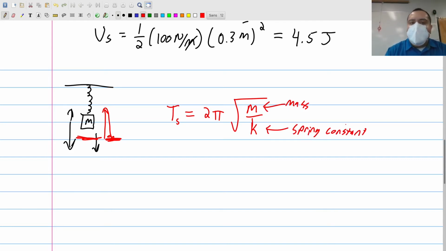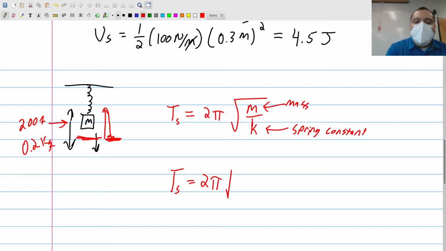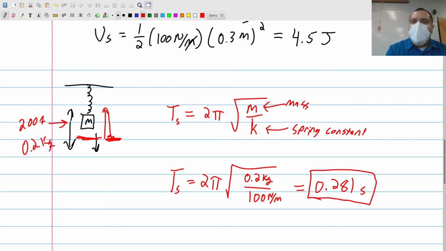So using the same example with our spring constant of 100, let's say we put a mass on this of, I don't know, how about 200 grams, which happens to be 0.2 kilograms. How long is it going to take this spring to bounce back and forth? Well, T for the spring is equal to 2 pi times the square root of our mass, 0.2 kilograms, divided by the spring constant we already decided was 100 newtons per meter. When I do this, I get 0.281 seconds. And you can prove to yourself that's in seconds. Go through those units and make sure you understand why. So it's going to take a little bit more than a quarter of a second for it to bounce, boing, boing, boing.